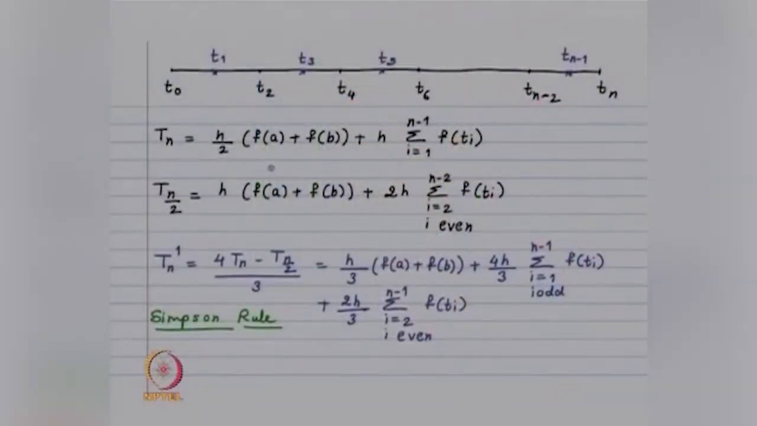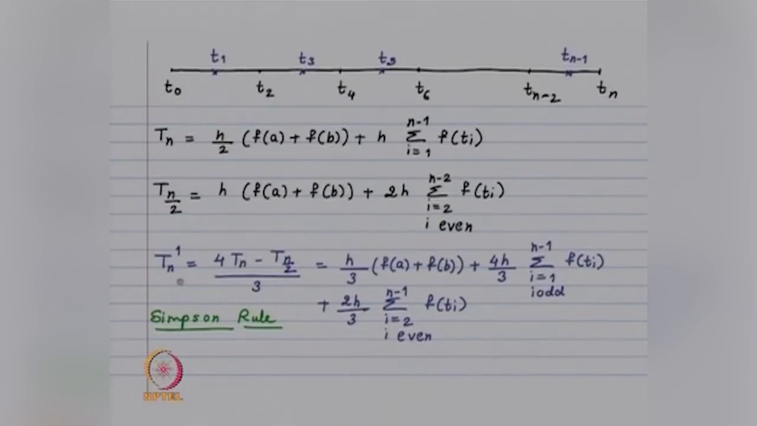So, now let us look at t n 1. Our t n is given by this formula. In t n by 2, we will have the points t 0, t 2, t 4, t 6 and t n, only even order points. So, t n by 2 will be h times f a plus f b. The length of the subinterval is now going to be t 0 to t 2, so that is going to be 2h. So, it will be plus 2h and now only even suffixes, so it will be summation i goes from 2 to n minus 2, i even, f t i.